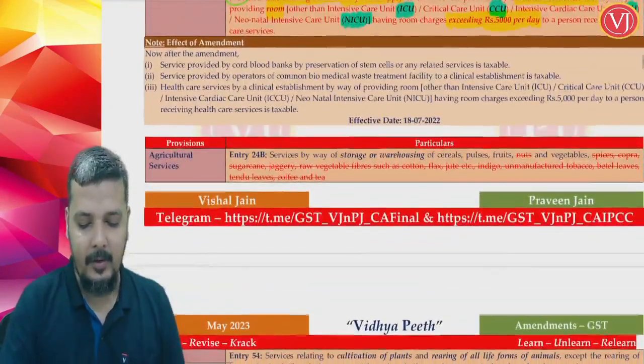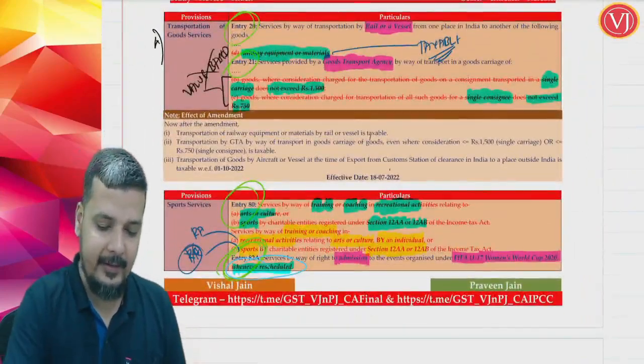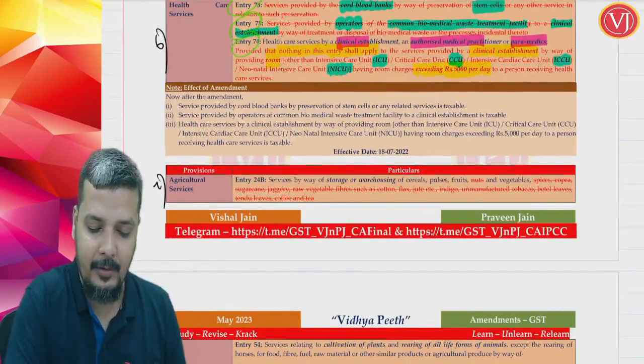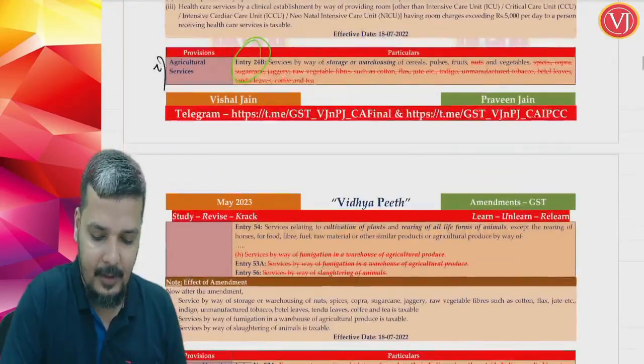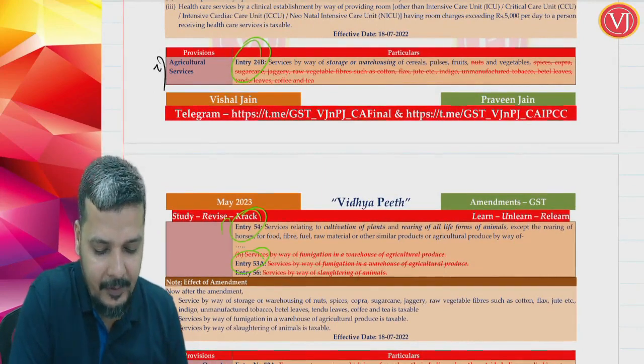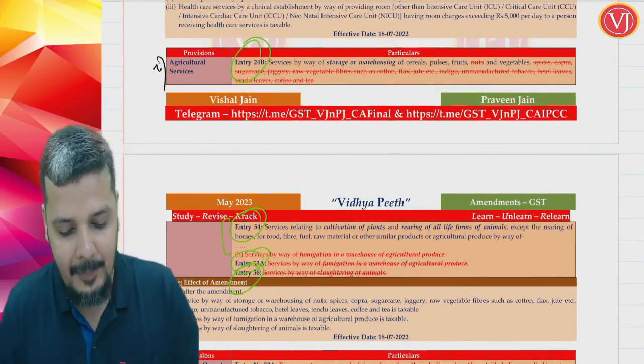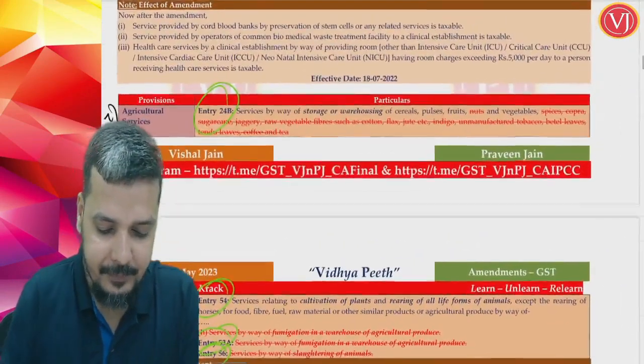Now the next service we are talking about is your agricultural services. Impact on your agricultural services. There's an amendment in entry number 24B, 54, 53A. 54 and 53A are basically both the same amendments, and 56. Now, what is the amendment in entry 24B?